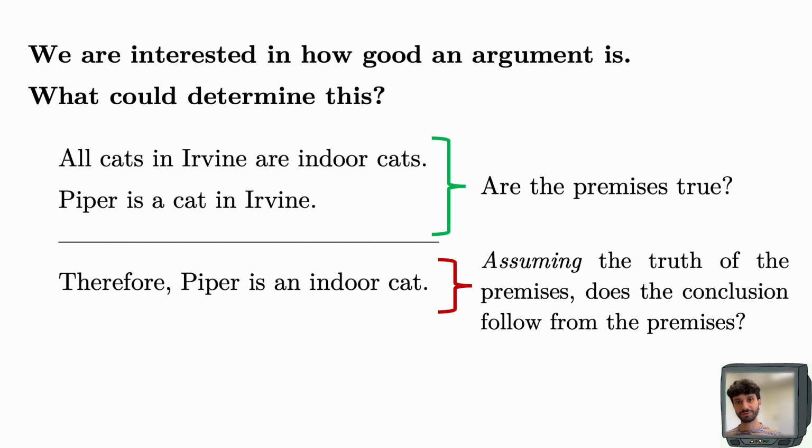And this is a different question from asking, are the premises true? Because we're assuming that they're true. And so is it the case in this example that Piper is an indoor cat if the premises are true? Well, yeah, it is, right? Because we're saying all the cats in Irvine are indoor cats, and Piper is one of these cats. So since she's one of these cats and all of these cats are indoor cats, then Piper is also an indoor cat.